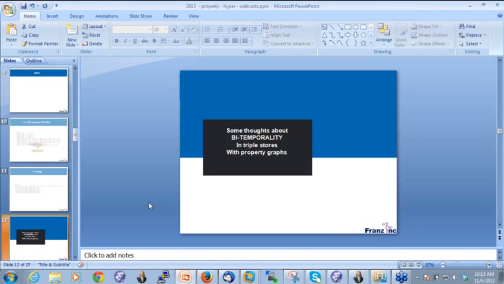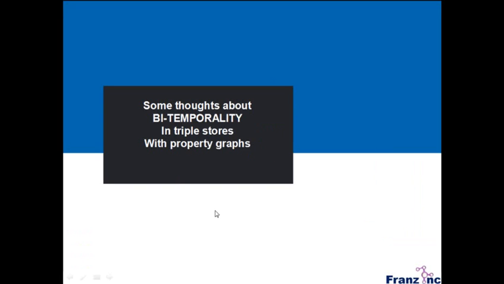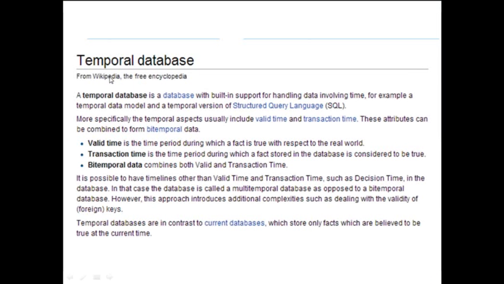So then the second example I want to talk about is bitemporality. If people work with relational databases and do a lot of temporal work with databases, then they might know about this phenomenon. But most people are kind of unfamiliar with it. Wikipedia has a reasonably good explanation of what temporal databases do and what bitemporality is.